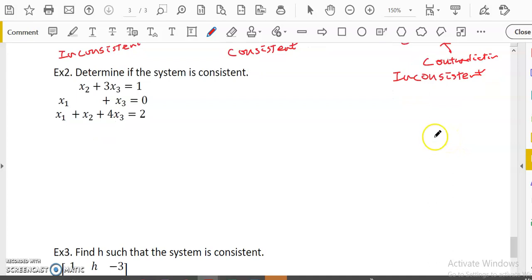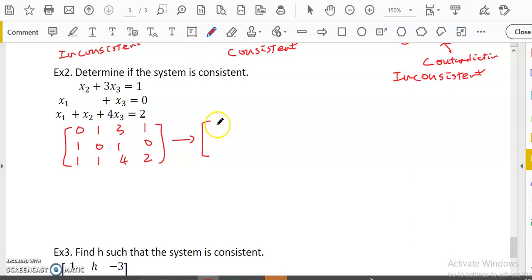So what if I start off with the system and I have to do some row operations to figure it out? So 0, 1, 3, 1, 1, 0, 1, 0, 1, 1, 4, 2. So this is the augmented matrix. I'm going to do the upper triangular. First of all, I don't start off with a 1 in the upper left corner. So I switch 1 and 2, maybe.